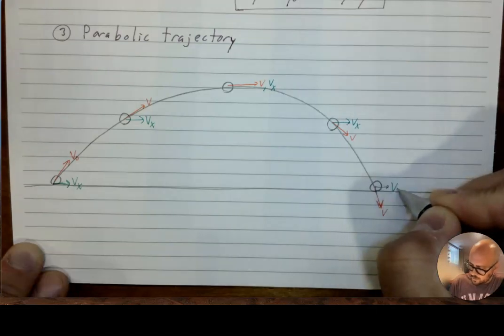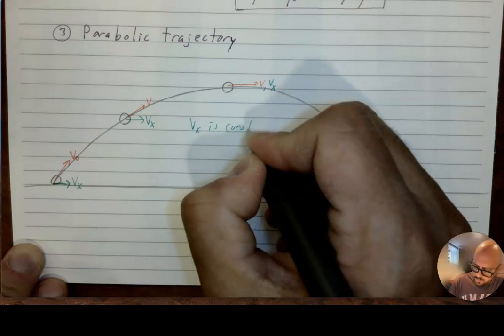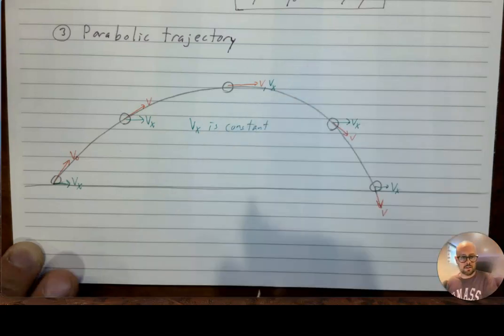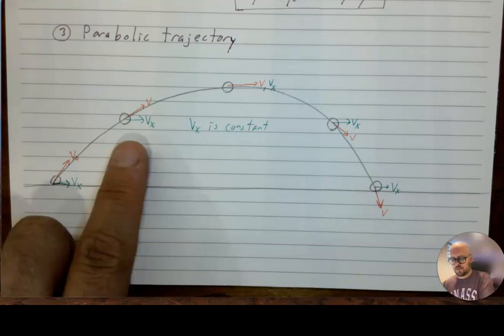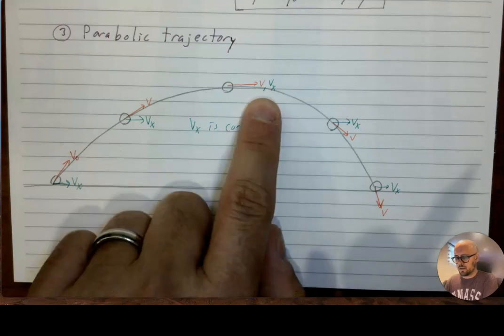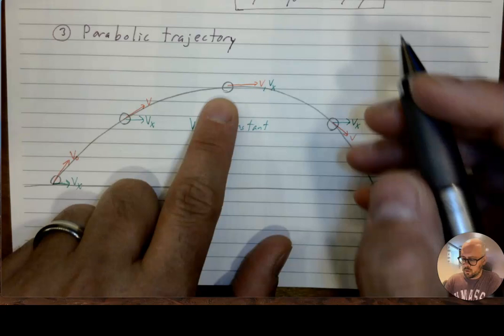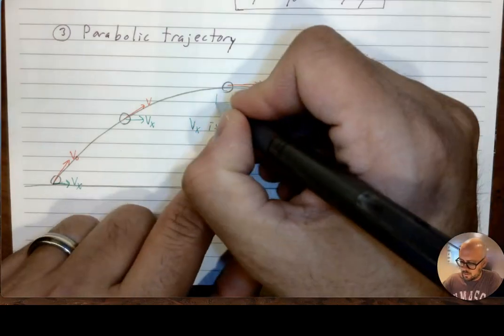And so Vx is constant. Once the projectile is launched, then that velocity remains throughout the flight. I put a comma here, it says v, comma, Vx, because this motion right here is horizontal.